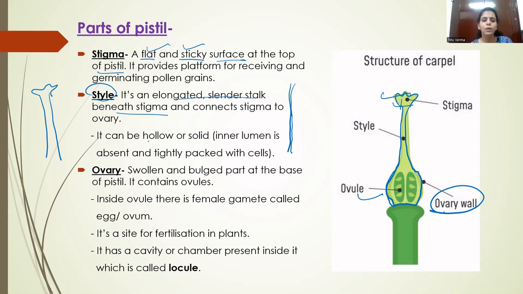Now the style can be hollow or solid from the inside. Either it can be completely vacant like this. This completely vacant or completely empty style has cells only at the surface or at the corner, like this.